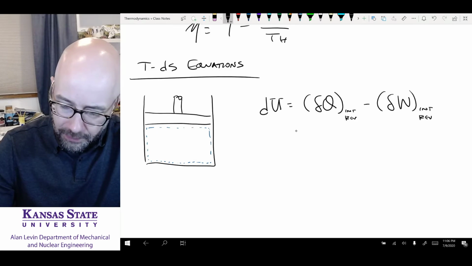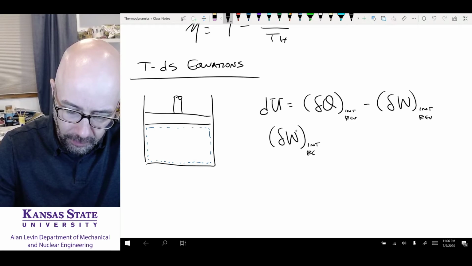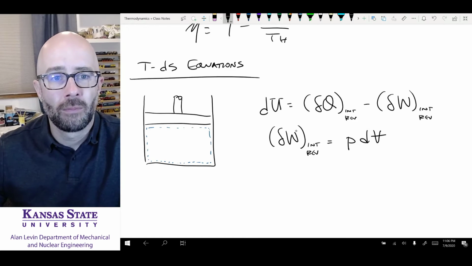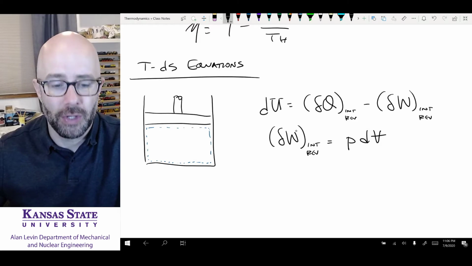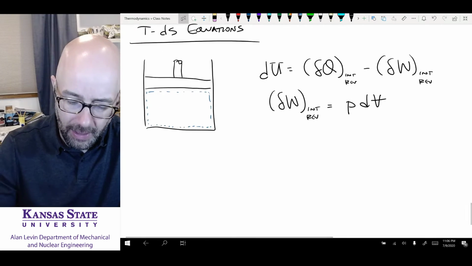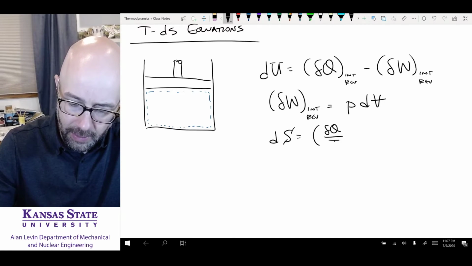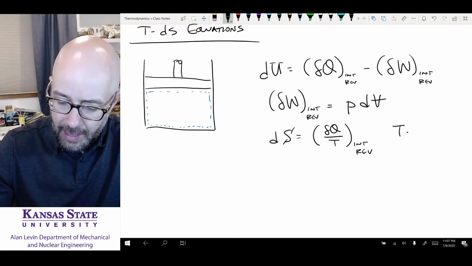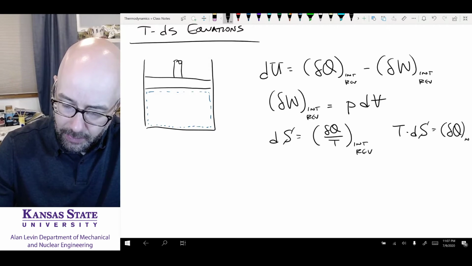And so I know that dW for internally reversible is going to be equal to P dV. We talked about this before. Work is equal to the integral of P dV, and this is another way to write it. It takes away the integral sign. And we can also say that dS is equal to dQ over temperature. This is internally reversible because we're not going to have the sigma here. Or that's going to go to T times dS is equal to dQ, internally reversible.